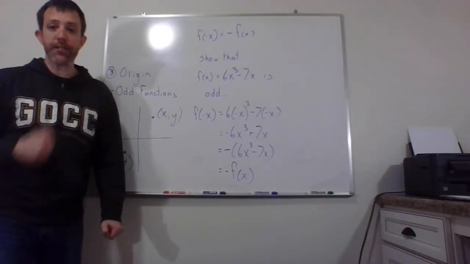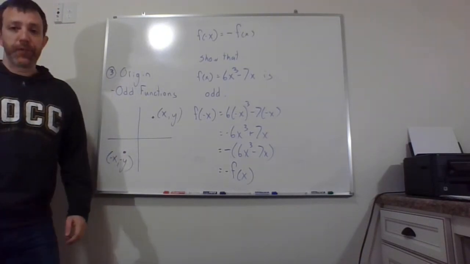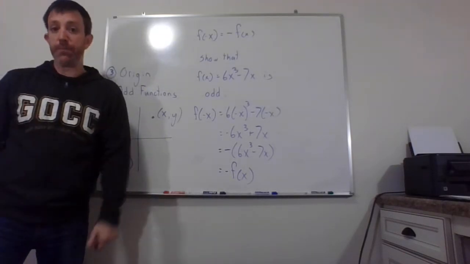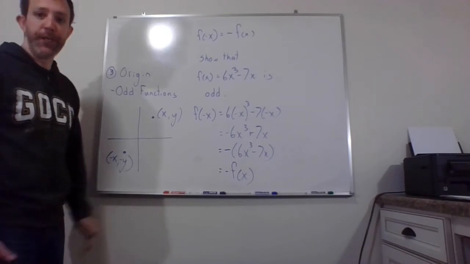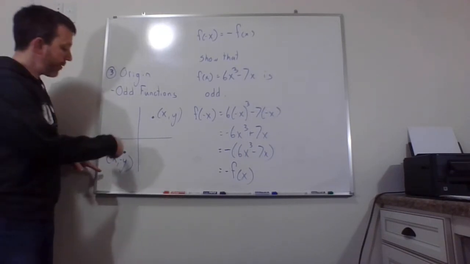All right, so here is our last kind of symmetry, origin symmetry. This is a rotational symmetry, so think of things spinning: bicycle wheels, pinwheels, windmills, things that spin. These are what we call odd functions. And so here we go.